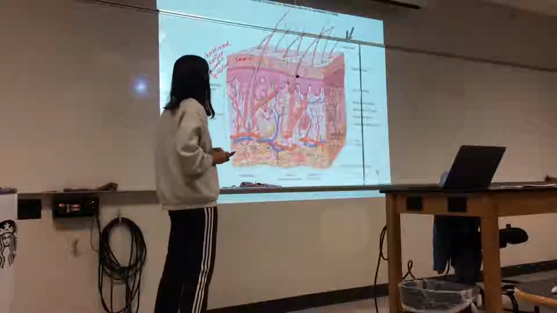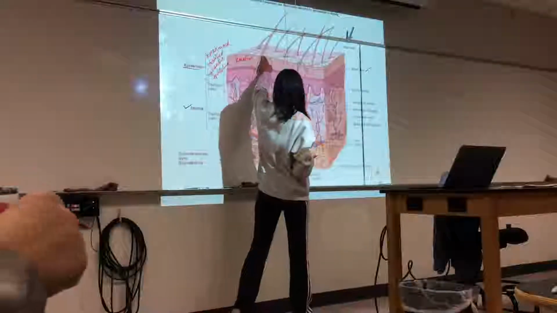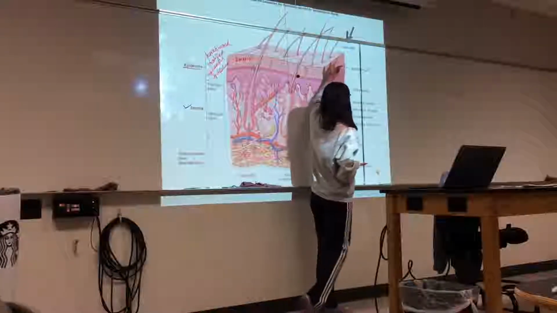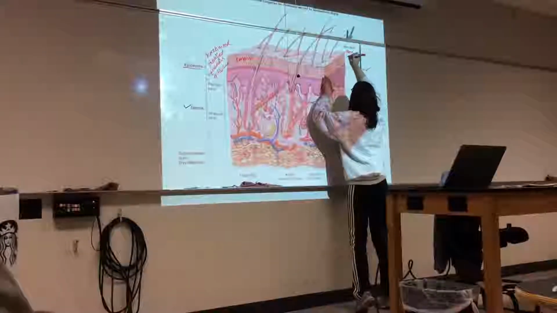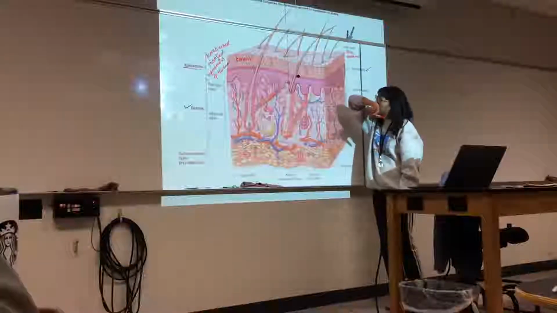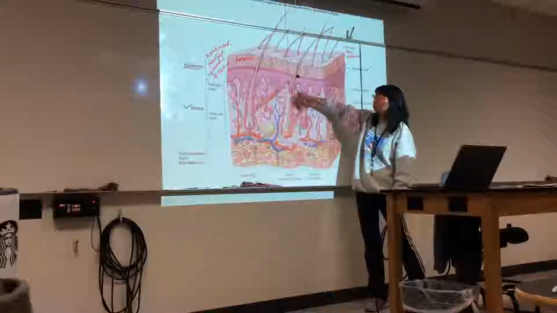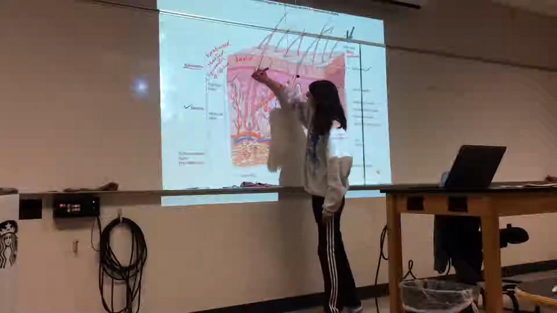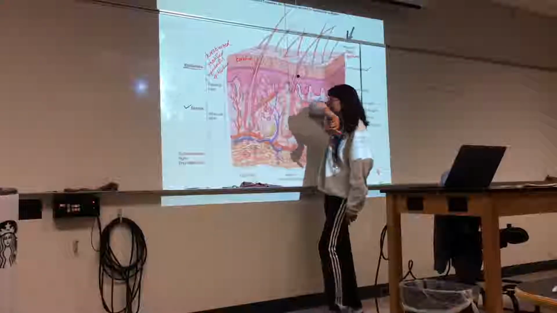What else is found in the epidermis? Hair shaft. Actually, hair shaft is above. So the part that you see, which we call hair, that's the hair shaft. So this is above the epidermis. So what is this whole thing here? That's going to be the hair root. That's coming through the epidermis.